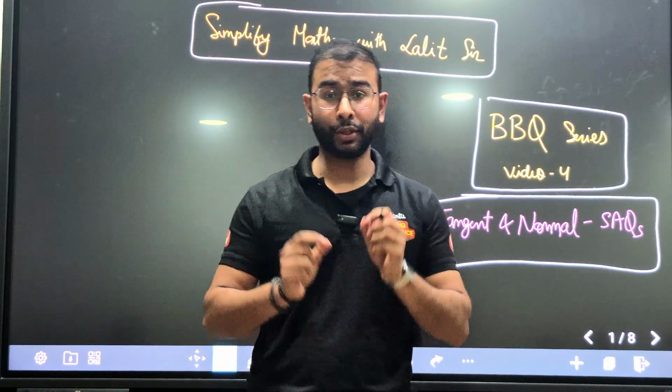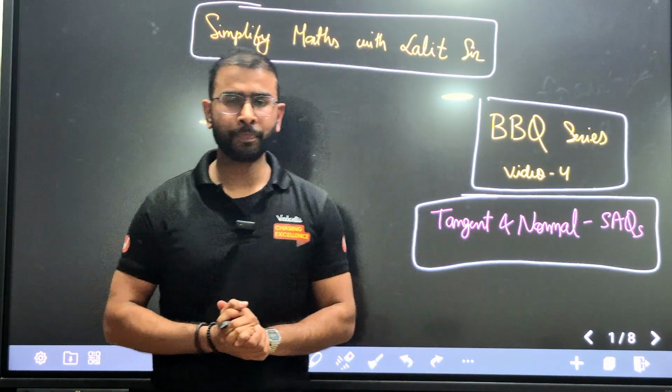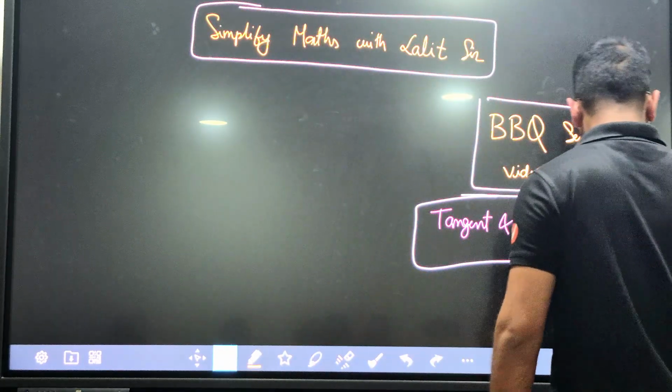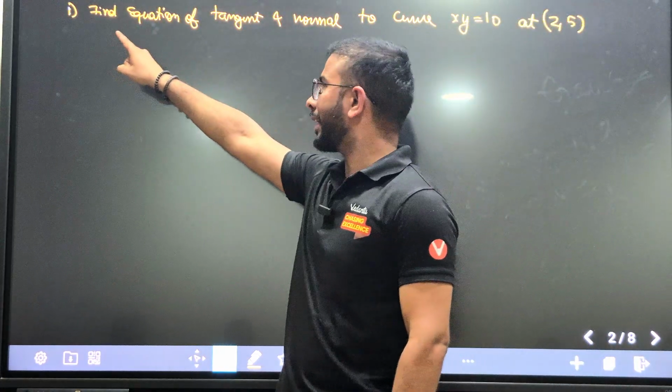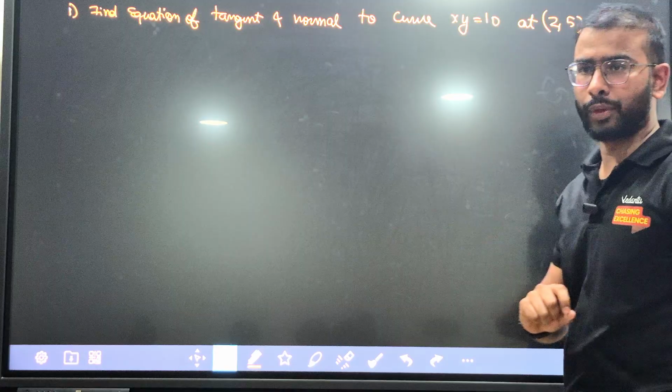Series where we are discussing the top important questions basically from baby bullet. So let's start today with tangent and normals. Let's start with the first question. As you can see, what you have to do in this question is find the equation of tangent and equation of normal to this curve xy is equal to 10.